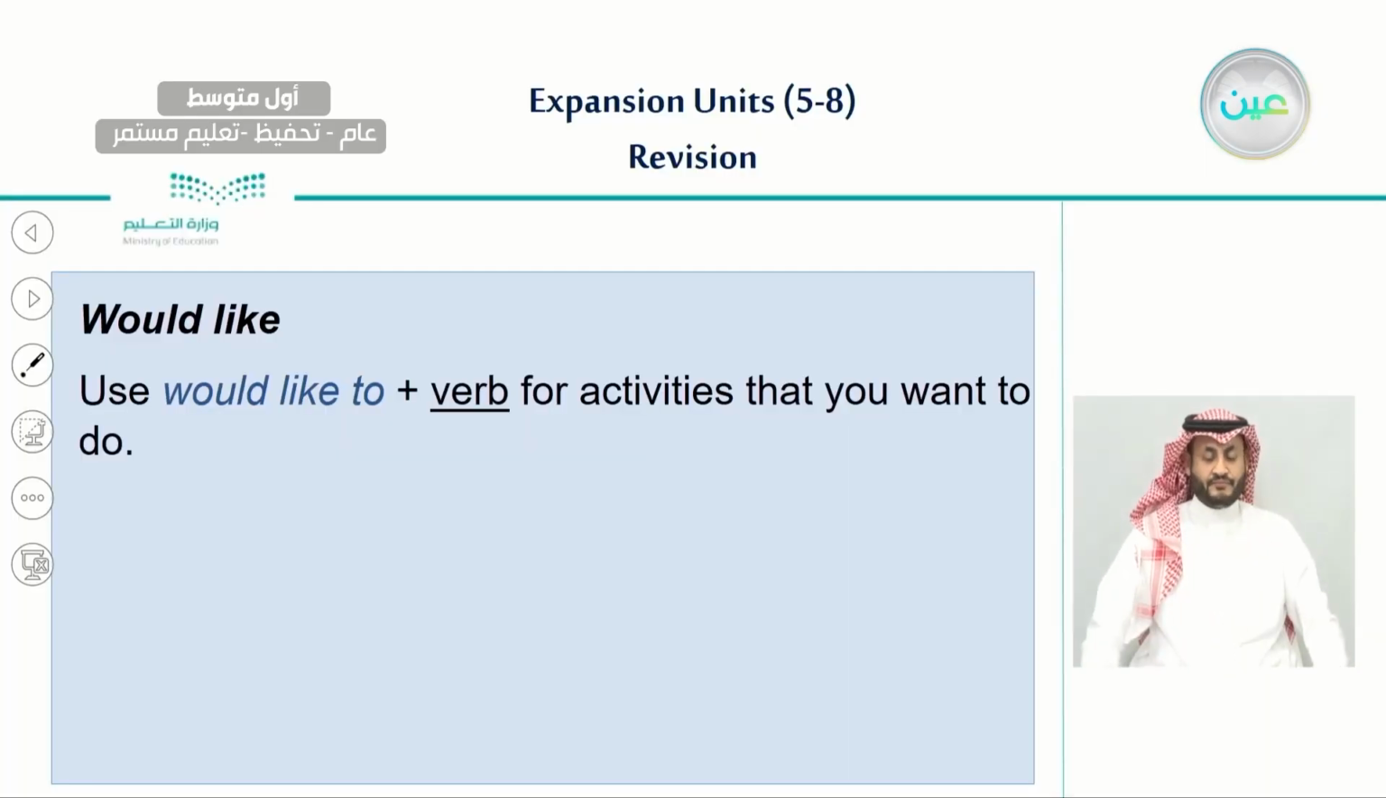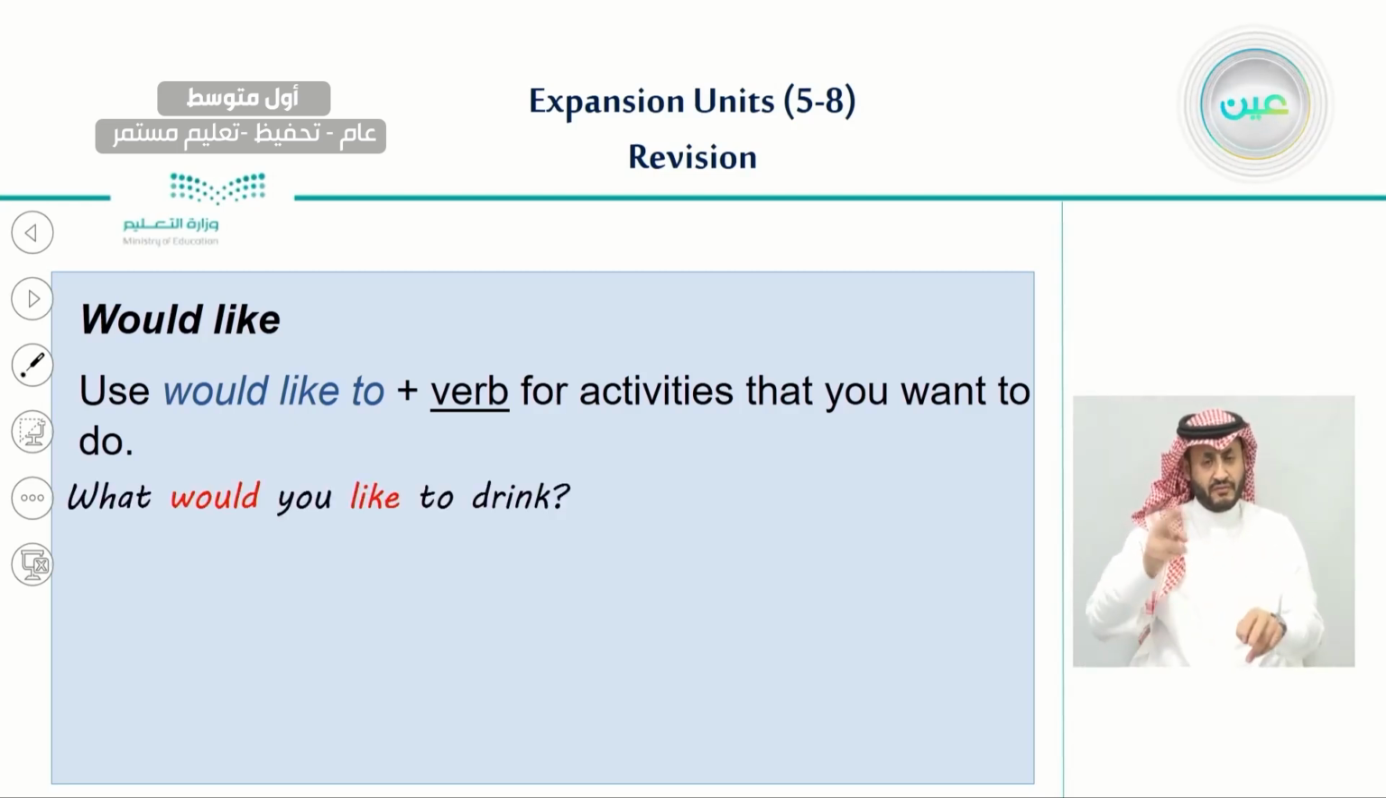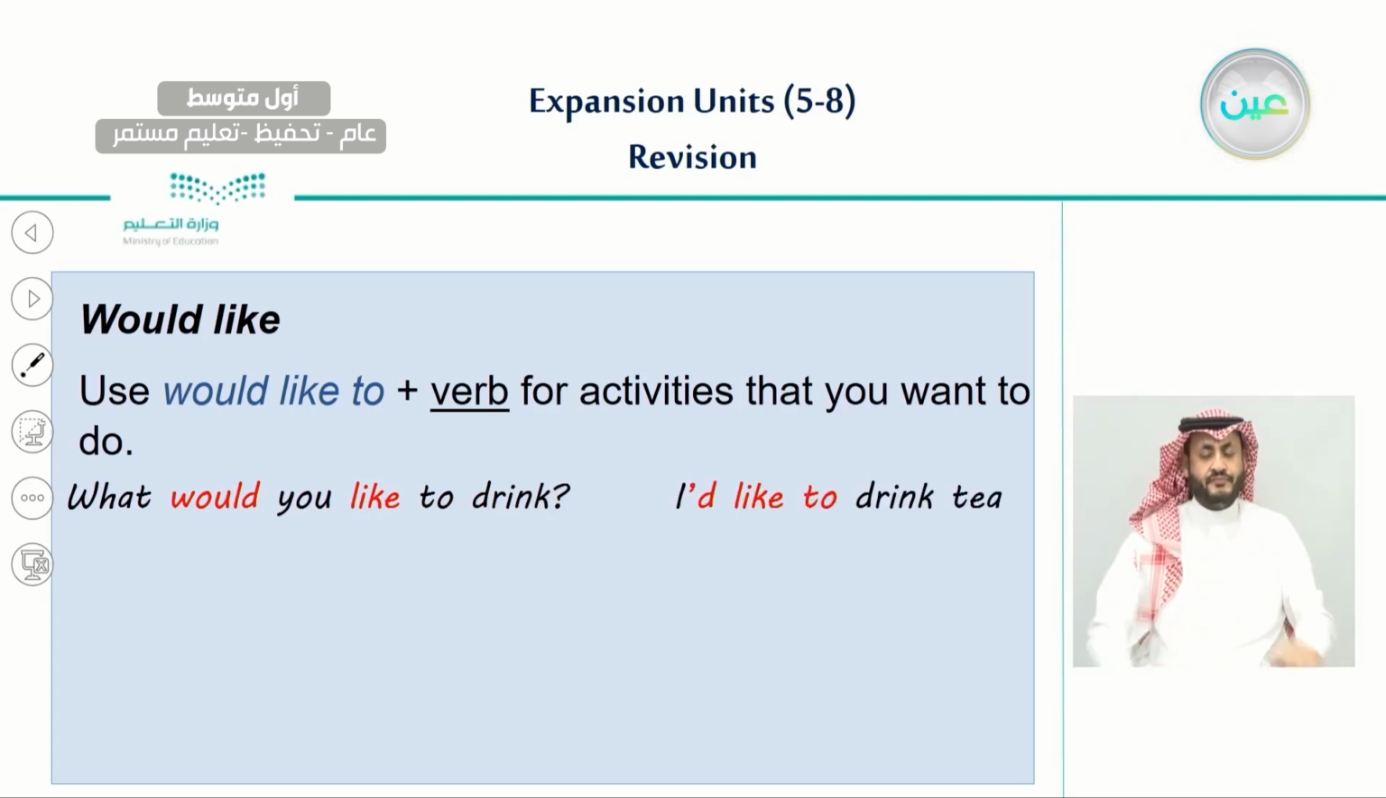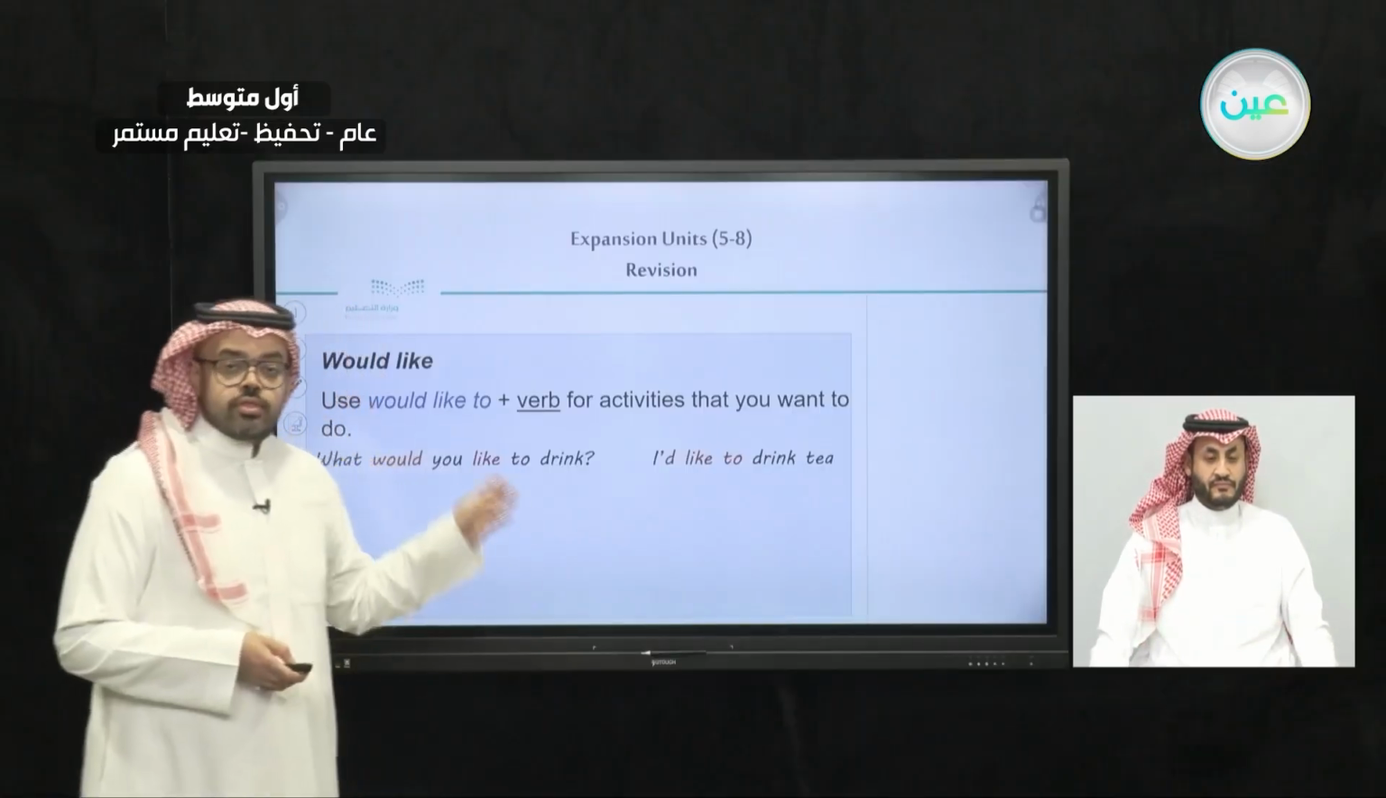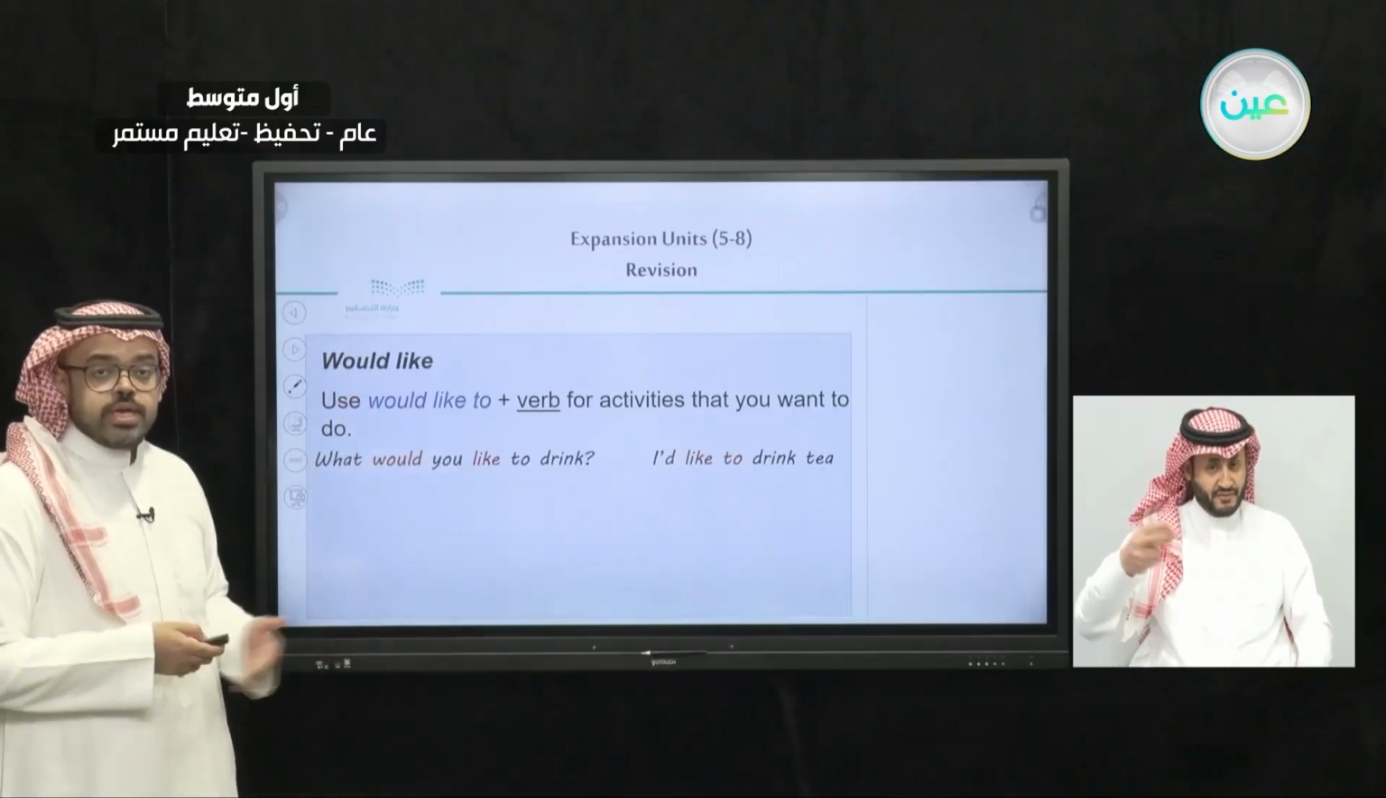The same also goes if we use would like to, followed by a verb. We can say, what would you like to drink? So here, after would like to, we added a verb. And we have mentioned that the answer would be, I would like to drink tea. This is a double H question or information question.